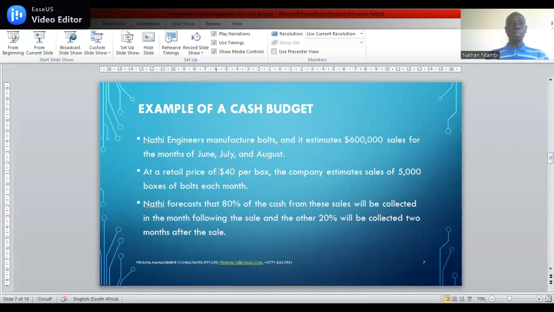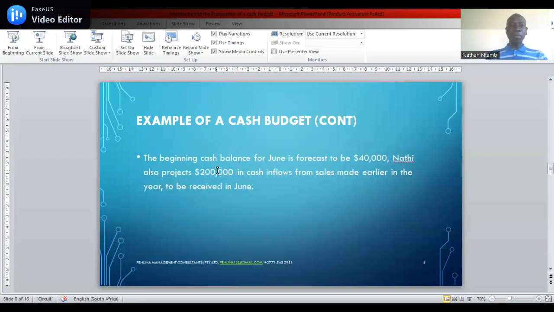Nati Engineers manufactures bolts and it estimates $600,000 sales for the month of June, July, and August. At a retail price of $40 per box, the company estimates sales of 5,000 boxes or bolts each month. Nati forecasts that 80% of the cash from these sales will be collected in the month following the sale, and the other 20% will be collected 2 months after the sale.